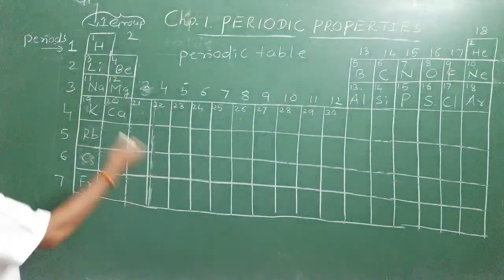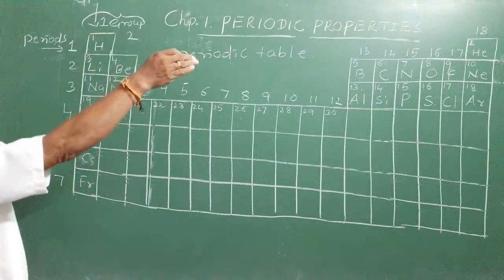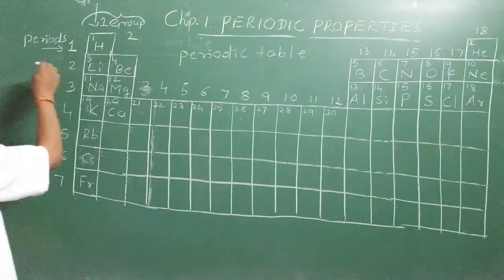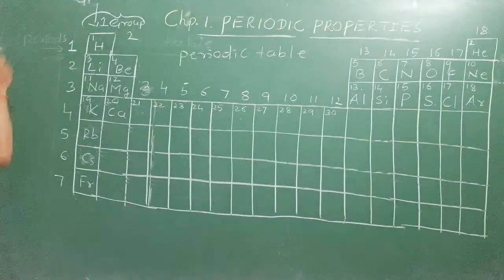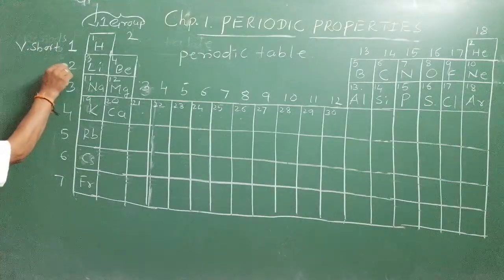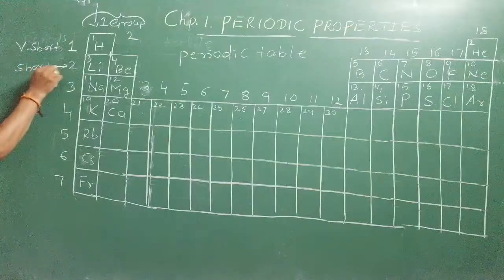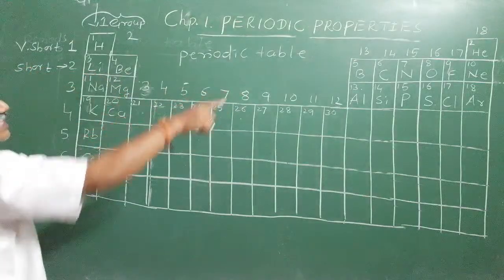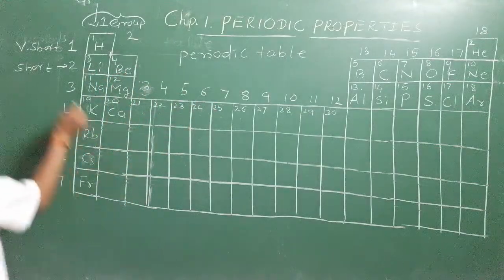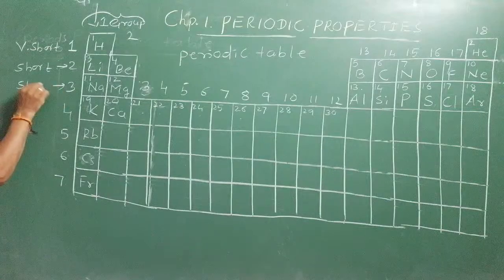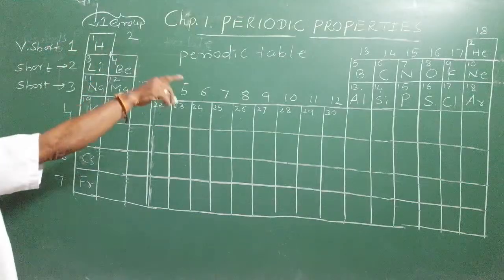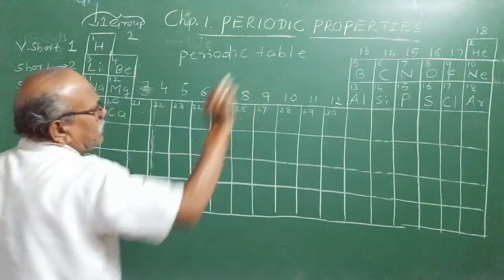And now continue. Fourth period. First period is a very short period of only 2 elements. Second period is a short period. We can call the first period a very short period, and the second period a short period containing how many elements? 8 elements, 2 plus 6. And the third period is also a short period of how many elements? 8 elements. First period is a very short period containing 2 elements, hydrogen and helium.